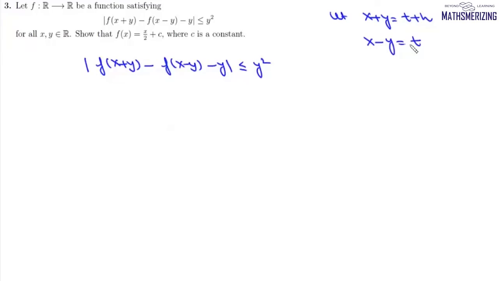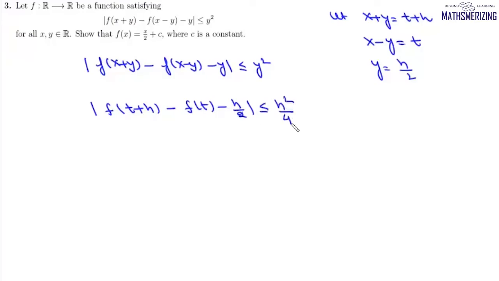Now we subtract the second from first, we'll get y as h by 2. So we can write this as mod of f t plus h minus f t minus h by 2, and will be less than or equal to h square by 4. Now if mod x is less than a, then x lies between minus a and plus a. So we can write minus h square by 4.